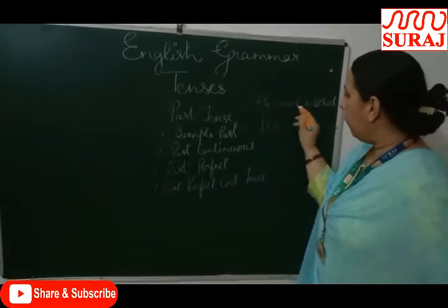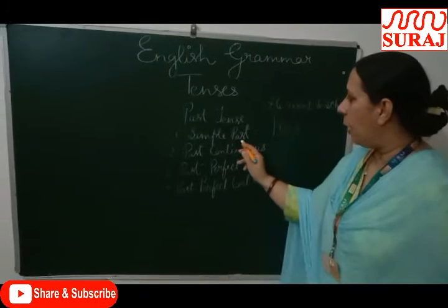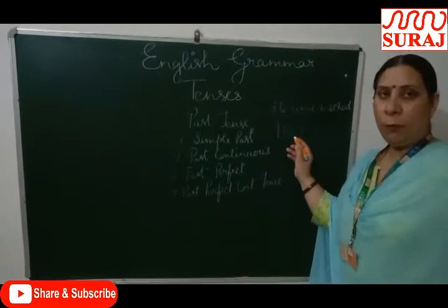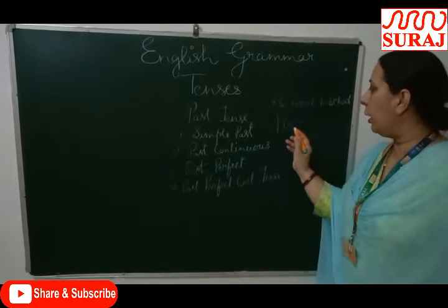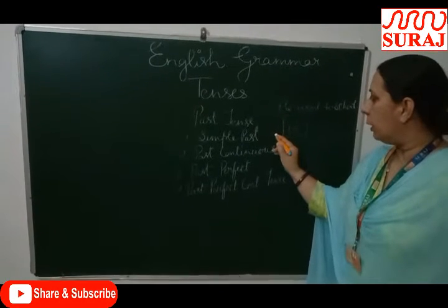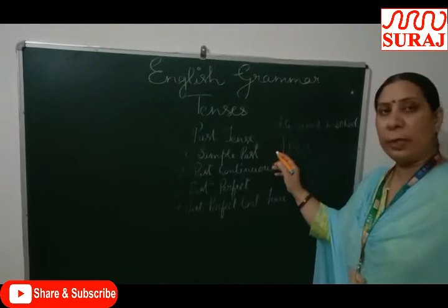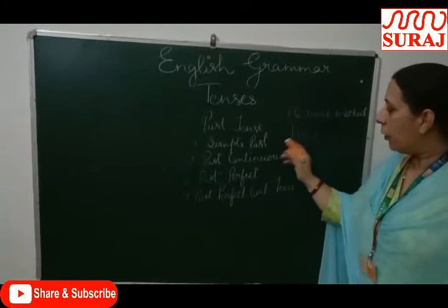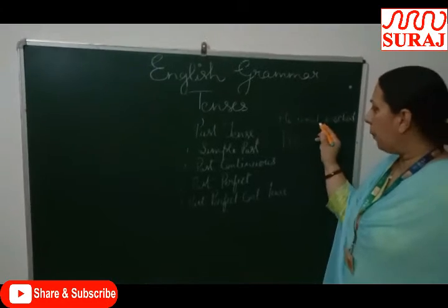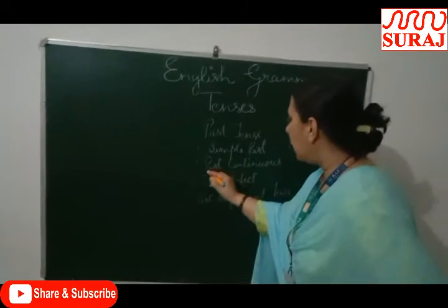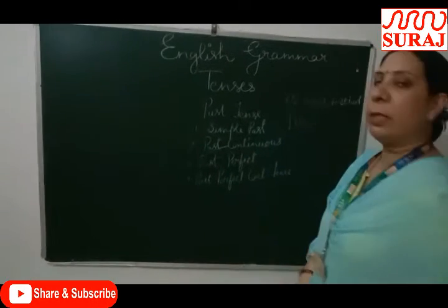We use the second form because this is simple past, and in simple past tense we use the verb second form. Only the second form, nothing at the end or at the beginning of the tense. इसके आगे इसके पीछे कुछ नहीं रहेगा, सिर्फ second form यहाँ पे use किया जाता है. Then we will discuss past continuous tense.